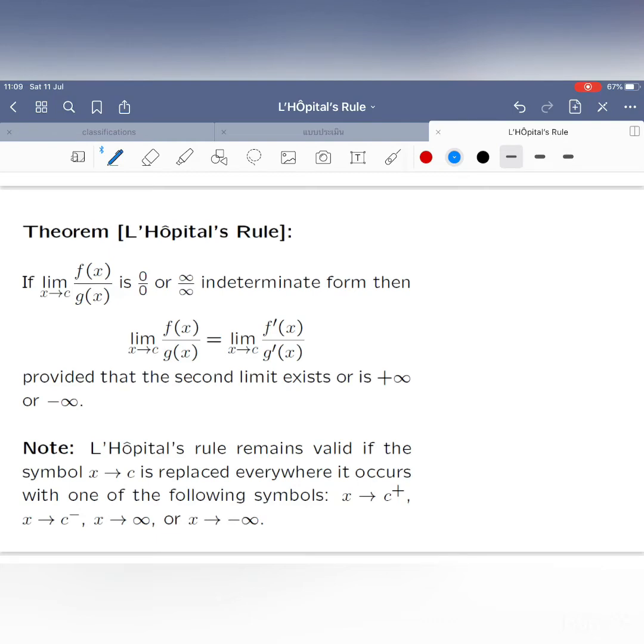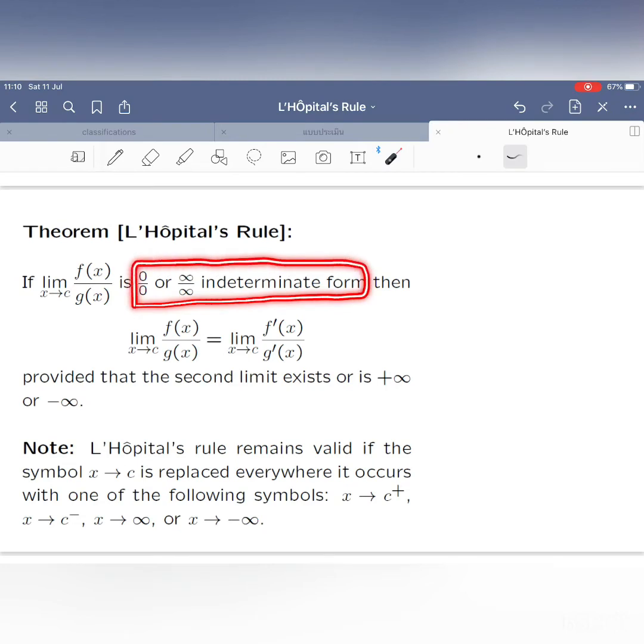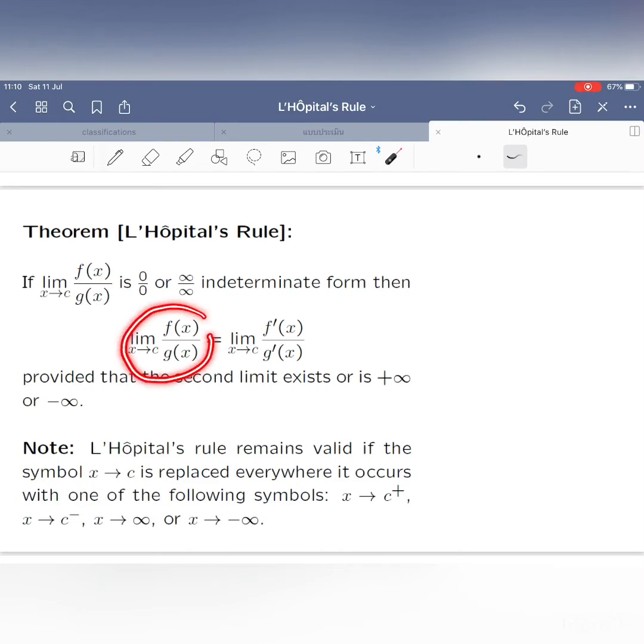Previously, what we studied is that if your limit as x goes to c of the fraction f over g is in the indeterminate form 0 over 0 or infinity over infinity, then you can simply evaluate this limit by using the derivative of the top and the derivative of the bottom separately, and evaluate the limit of this fraction instead.